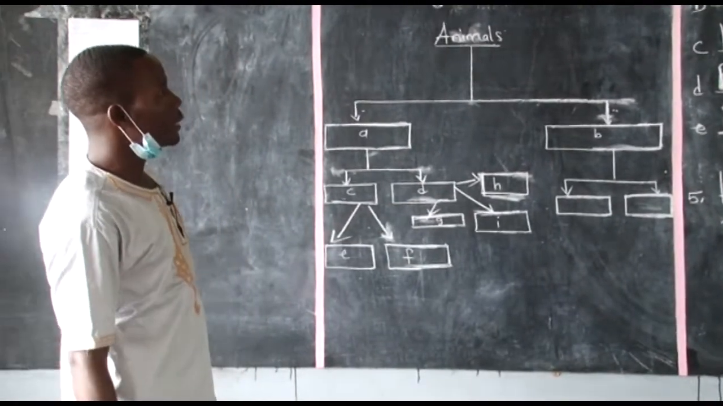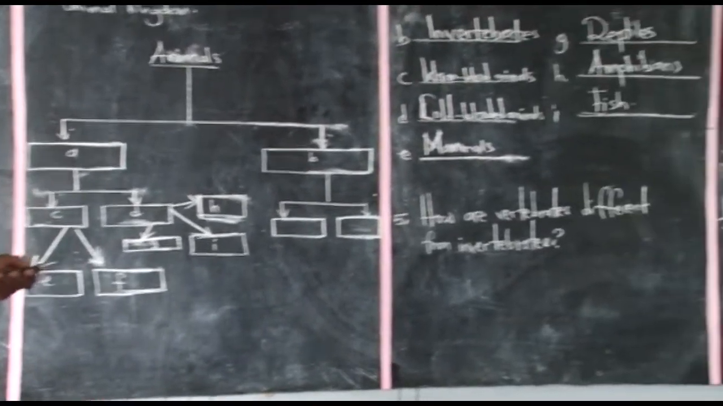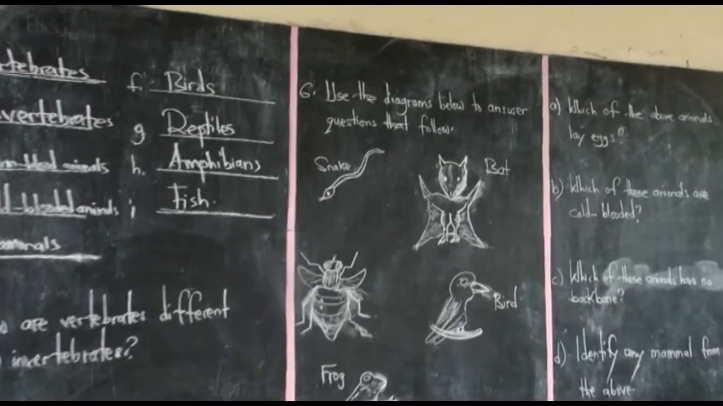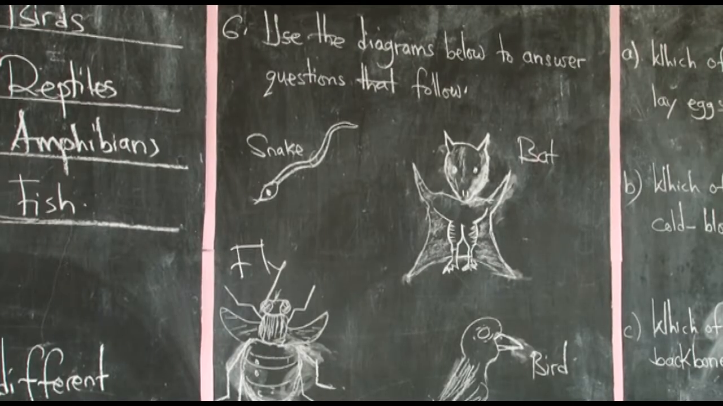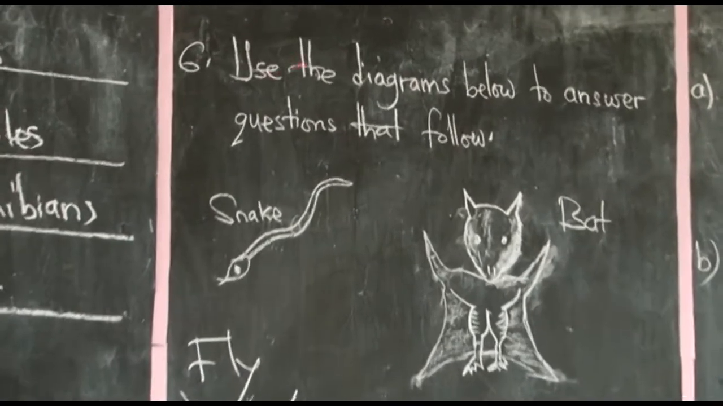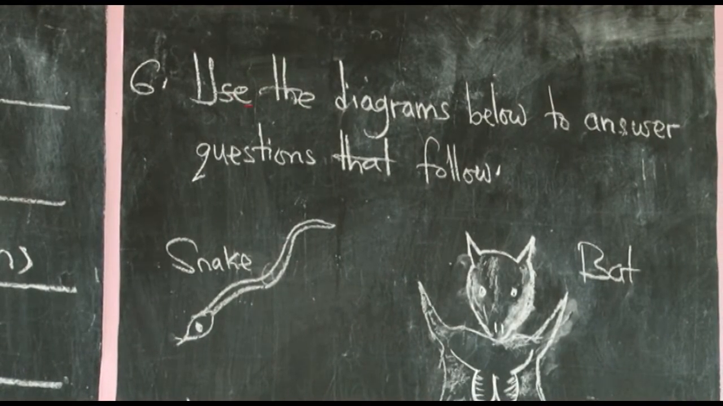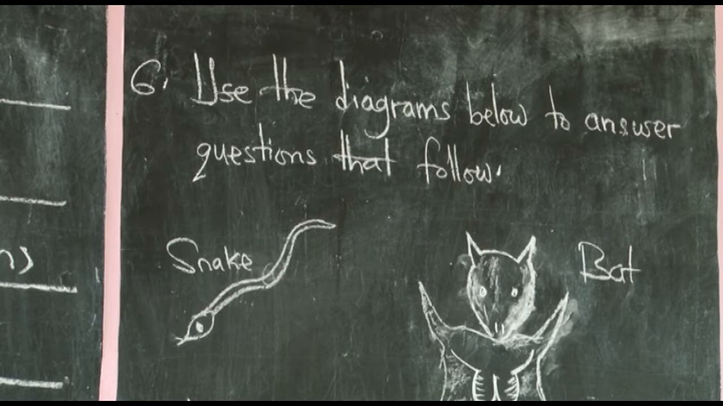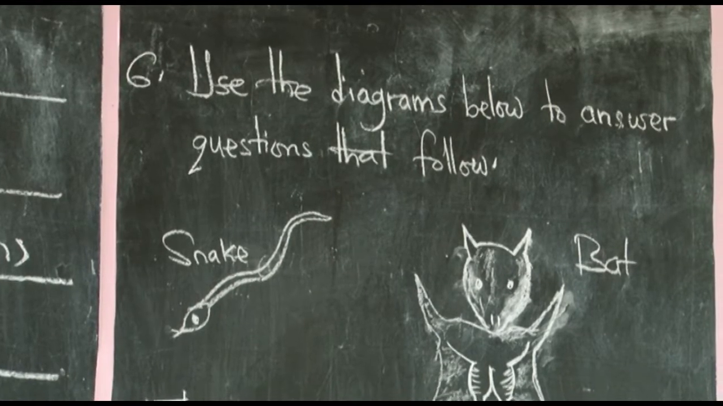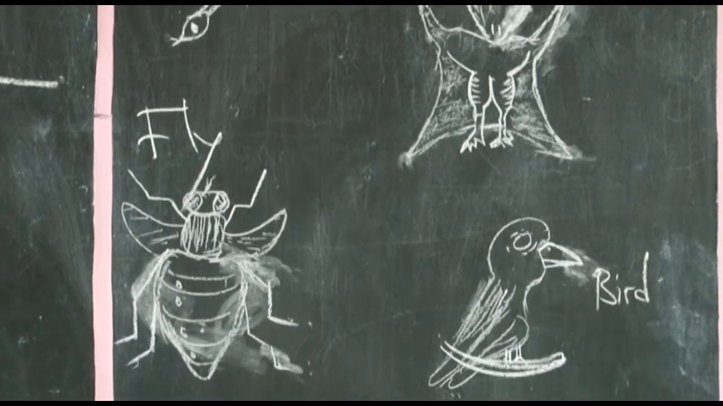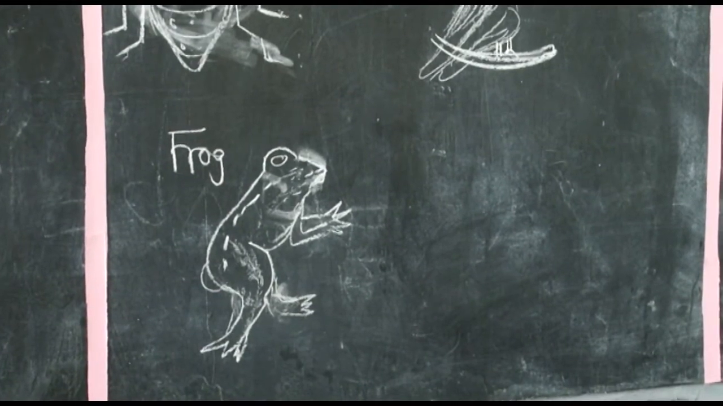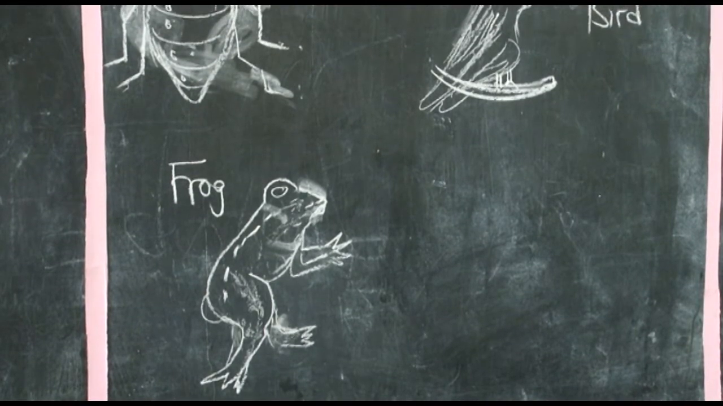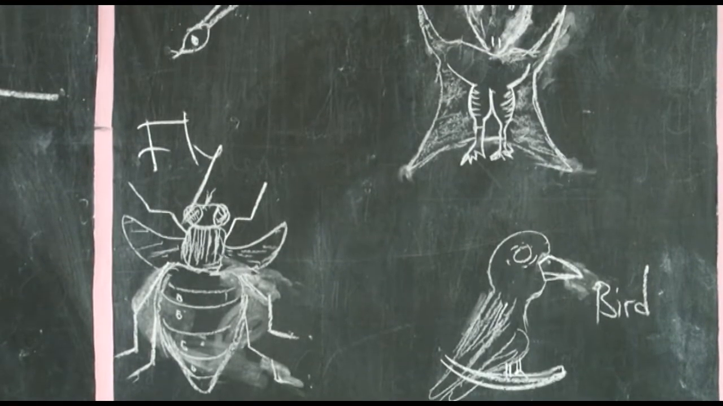Yes, so for number 6, use the diagrams below to answer questions that follow. We are given a snake here, a bat, and this animal here, you can say fly, okay? Yes, we're looking at number 6 of our revision questions. We are given different animals here: a snake, a fly, a bat, a bird, and a frog. So these are animals from different subgroups, but following the last session we had, we can now be able to answer these questions.